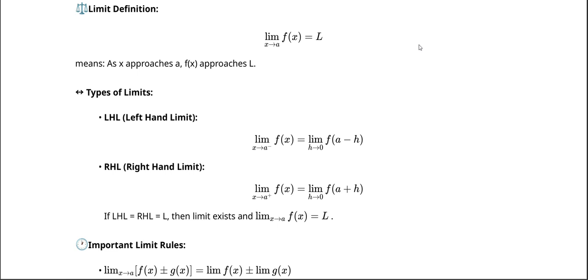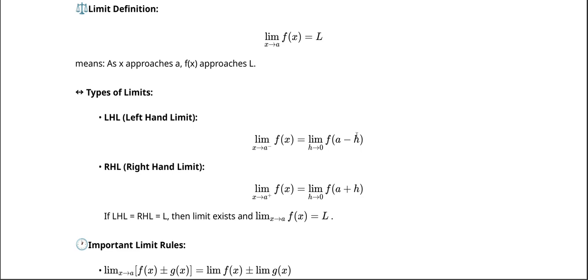The opposite of this is the right hand limit, in which we write limit x tends to a plus f(x) is equal to limit h tends to 0 f(a plus h). Notice that here we take x greater than a, so we write it as a plus h. When left hand limit and right hand limit are equal to L, then the limit exists, otherwise the limit does not exist.